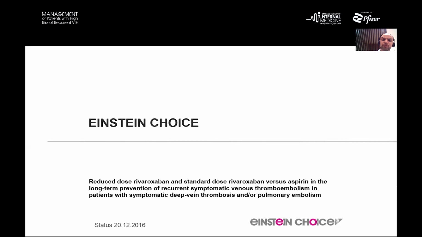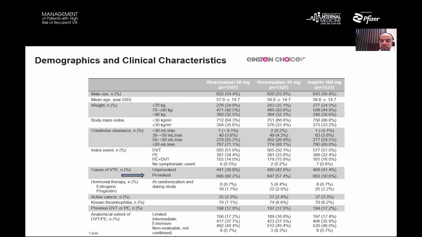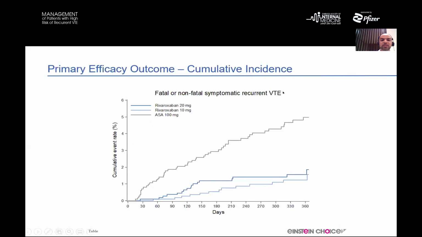Another landmark study compared lower dose versus standard dose rivaroxaban against aspirin for long-term prevention of recurrent symptomatic VTE in patients with symptomatic DVT and pulmonary embolism. What they found is that using rivaroxaban 10 milligram OD or rivaroxaban 20 milligram OD compared to aspirin is safer and better to prevent recurrent VTE on the extended anticoagulation.